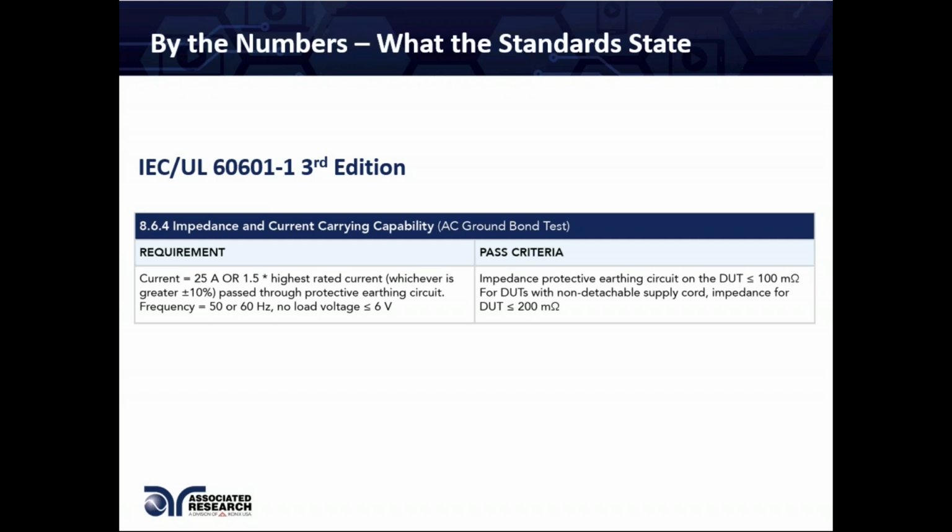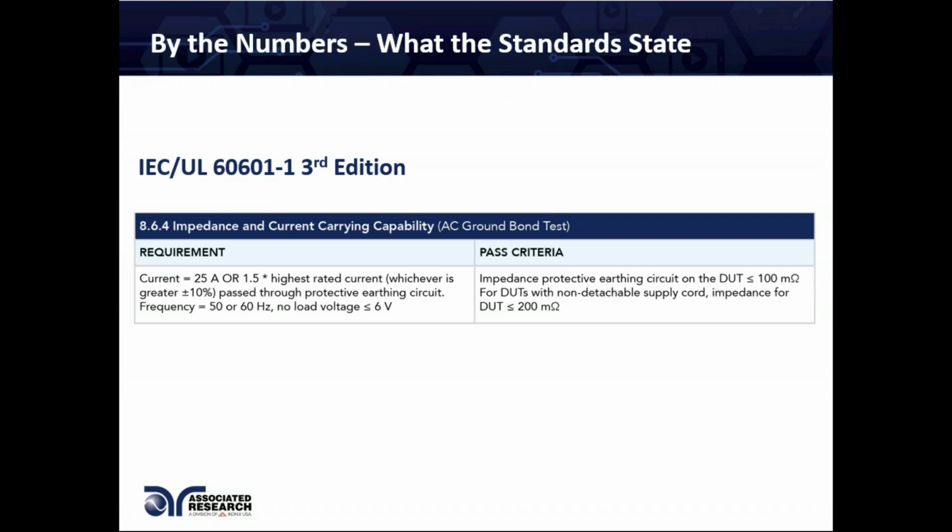Pass-through protective earthing circuit, which is the ground circuit. Frequency could be 50 or 60 hertz, depending on what the product is meant for, where it's going to be used. And no load voltage of less than 6 volts. This is the voltage that I was talking about earlier, which is required to push that amperage through the ground circuit. So this is also a parameter that you need to account for when you're programming a ground bond test.